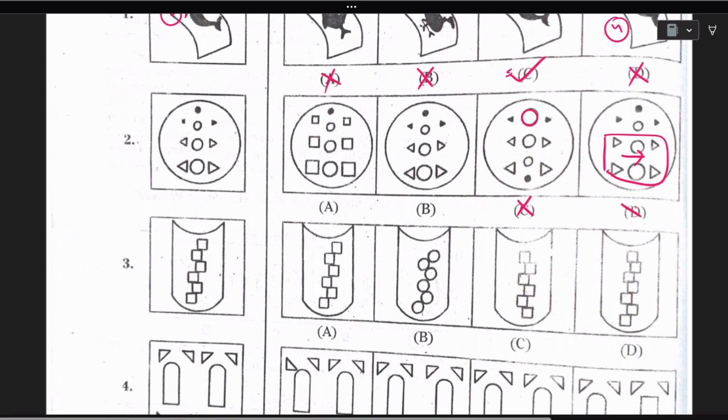So we will be eliminating D. And here these all need to be triangles, but in option A they have given squares, which are not matching, so we will be eliminating A. So finally, before selecting B, we have to check whether everything is the same or not. So different side triangles, in the middle same size circles, and here also a circle is there. So B is exactly matching with the question figure.